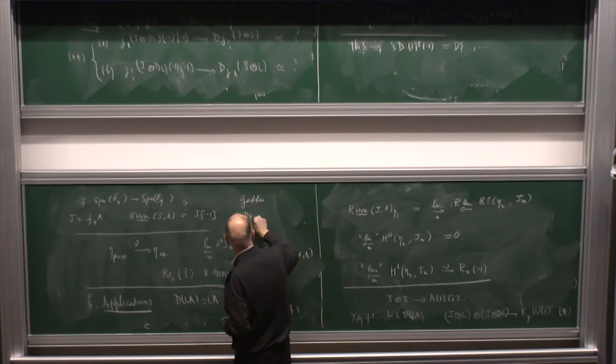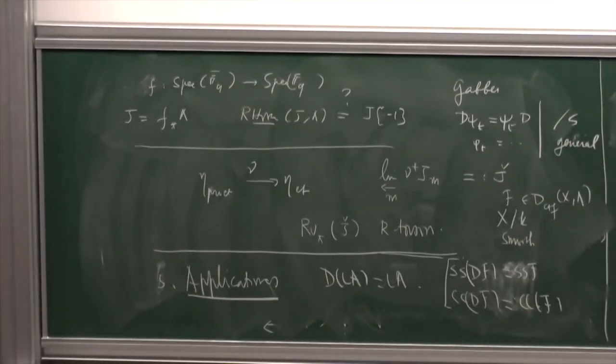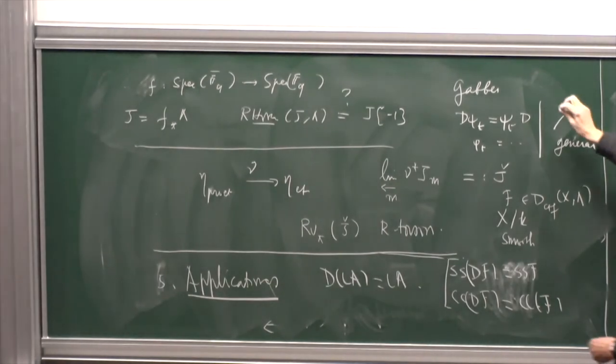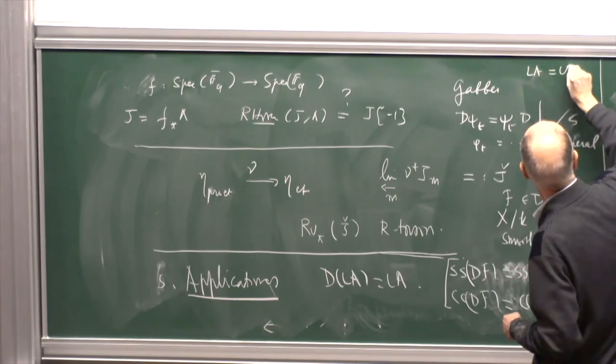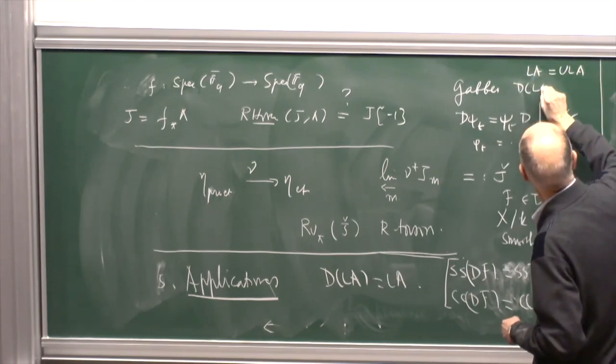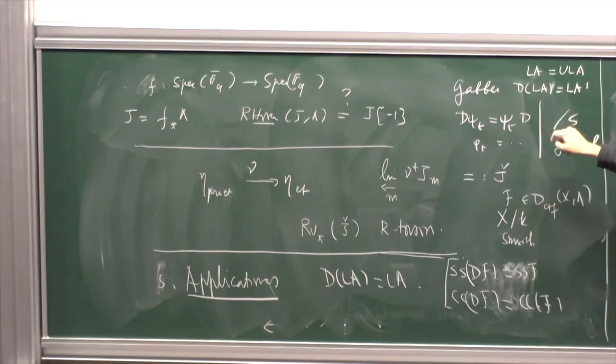So deep psi t is psi t d, and also for phi t, over S generally. And then from this, it should follow that LA is also ULA, and DLA is LA. So this is cryptic, so local acyclicity. So LA equal to ULA means universal local acyclicity, that is local acyclicity after base change.